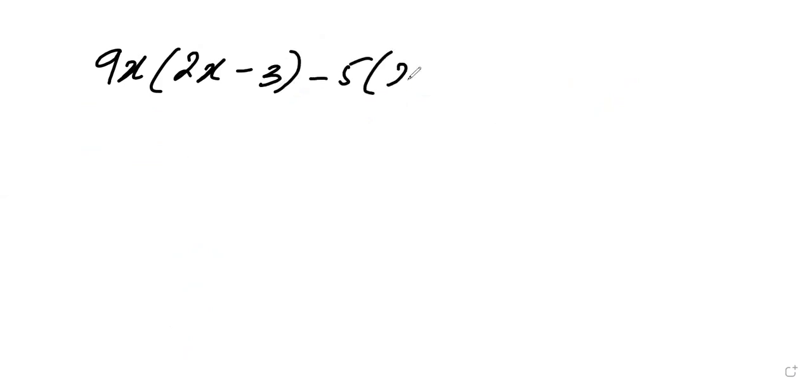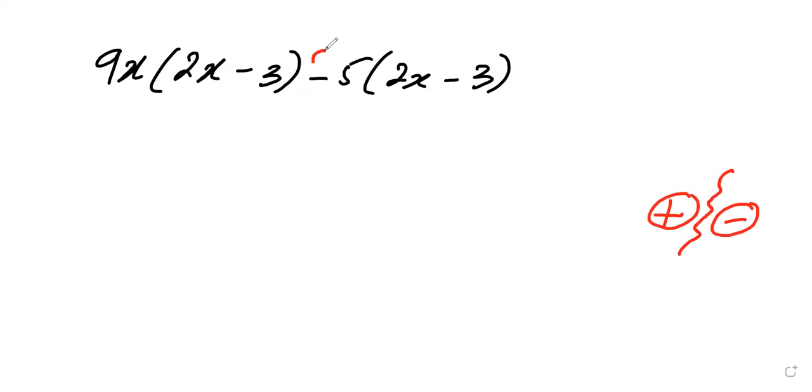Now, giving you one more example of all common. Please pay attention, guys. 9x bracket 2x minus 3 minus 5 bracket 2x minus 3. Whenever the teacher says factorize, it means the teacher will definitely give you more than one term. Every number has a sign before it, positive or negative. This positive and negative makes parts. So look here, this minus makes two terms. This is my first term and this is my second term.